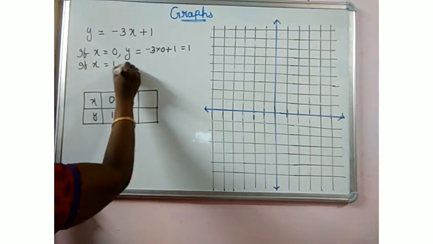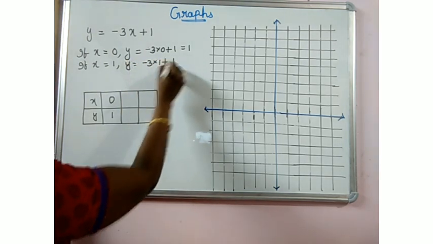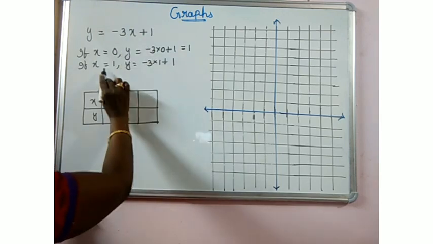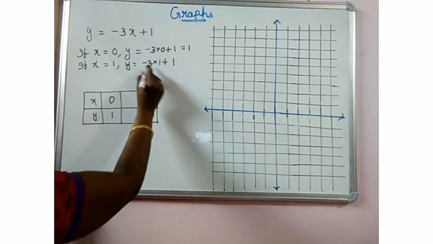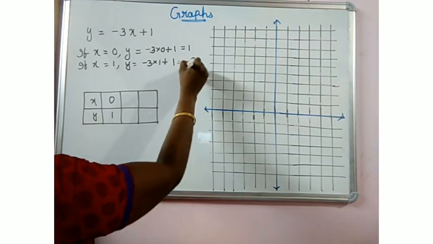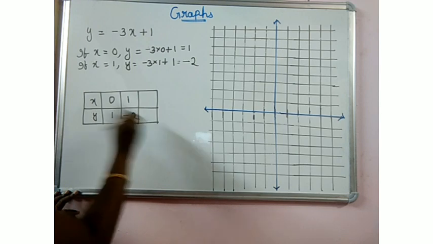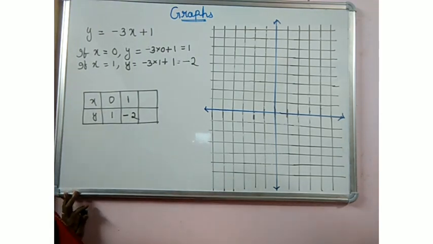Now, let me take x as 1. If x is 1, y equal to minus 3 into 1 plus 1. In this equation, the value of x I have substituted. Minus 3 into 1 is minus 3. Minus 3 plus 1 is minus 2. So, if x is 1, the value of y is minus 2.